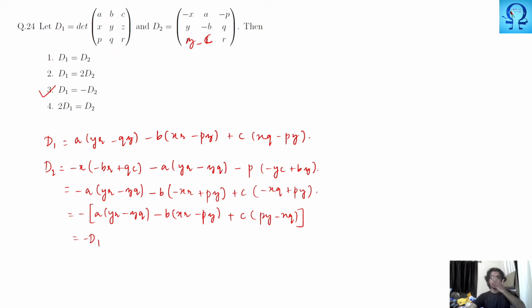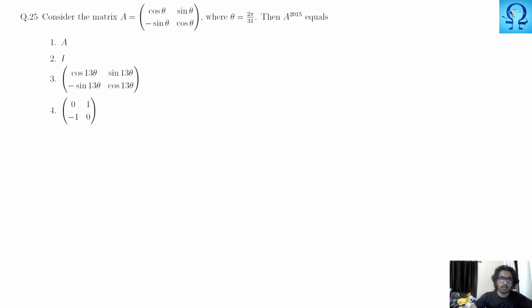So in this question, what you actually have to do is calculate these two determinants. That's it. Okay, this is also a determinant one. Just calculate these two determinants and see. The next question is, we have a matrix A and we are asked to find out A power 2015, right? So this is what we'll have to do.